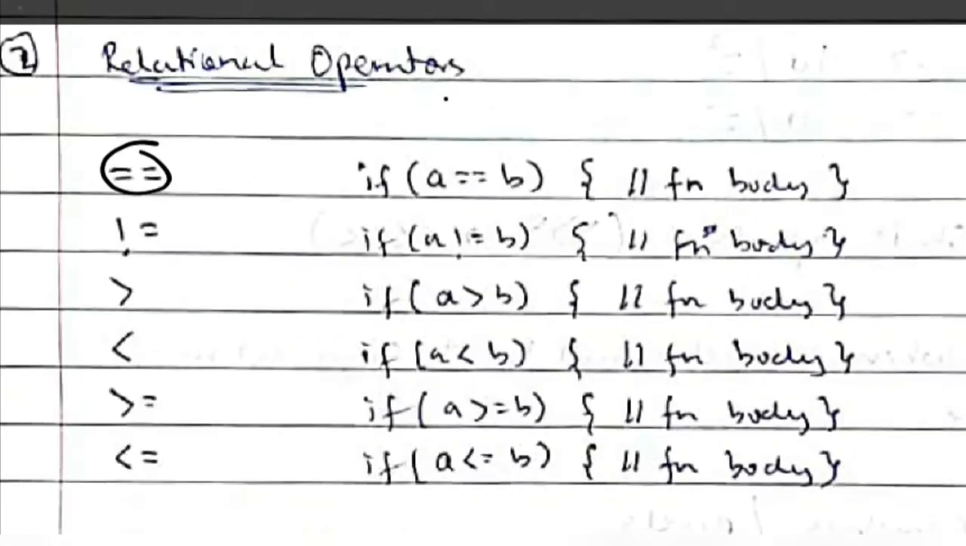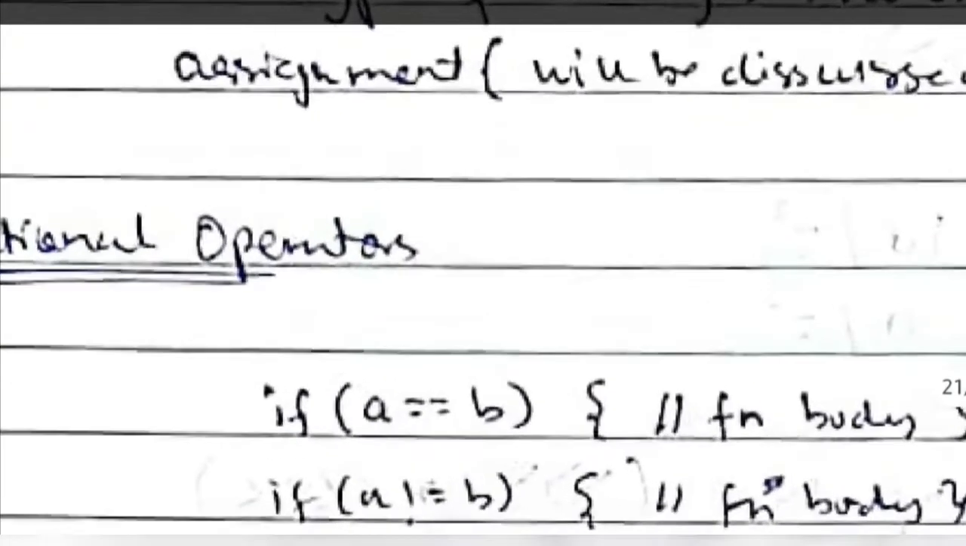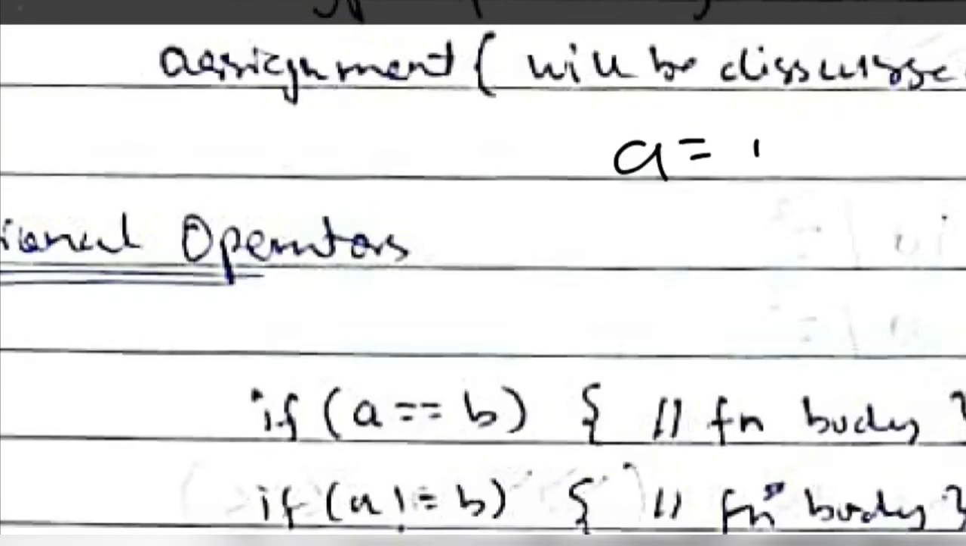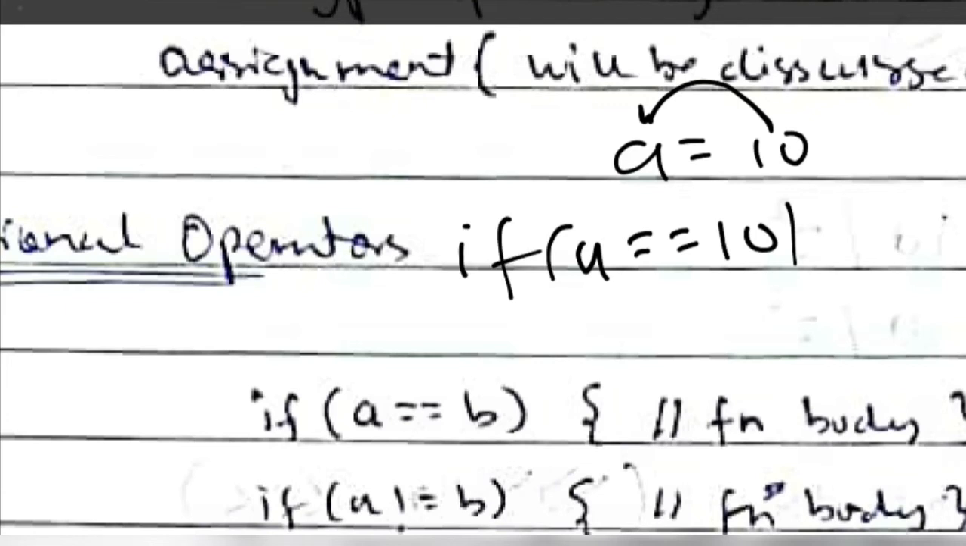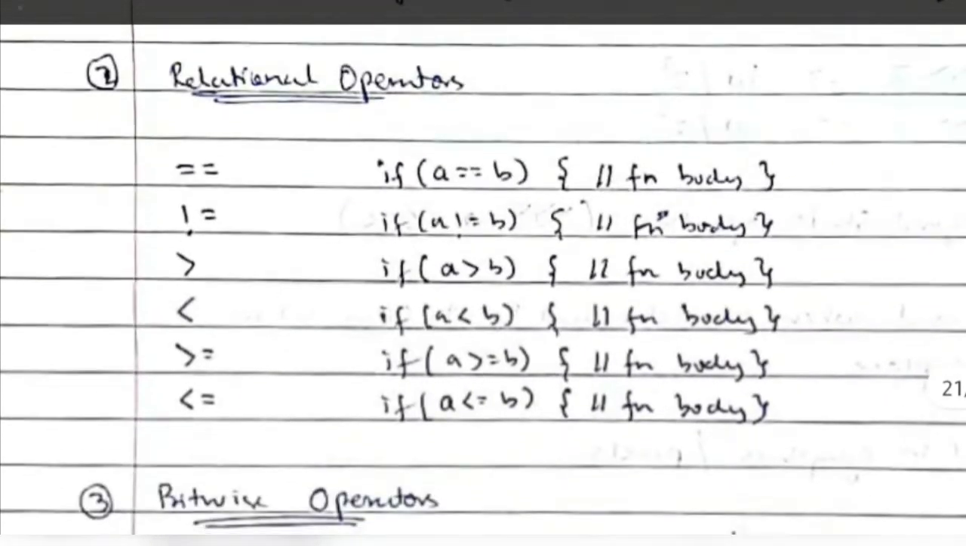Equal to: if a is equal to b, see, this is different from a single equal to. If I write a as 10, a = 10, at that time 10's value will be stored in a. But if I write if a == 10, I am checking if the value of a is 10 or not. So double equal to is used for checking and single equal to is used for storing. And like that we have many types.